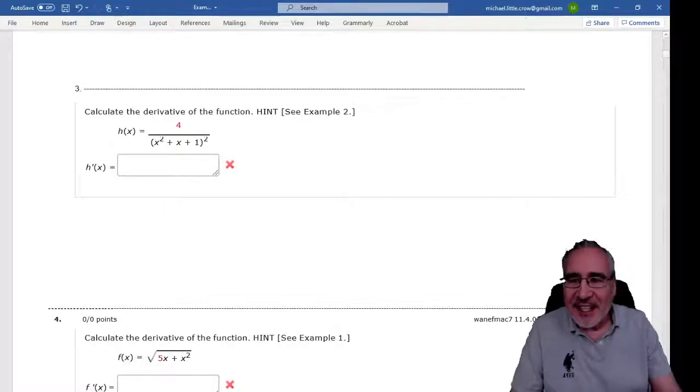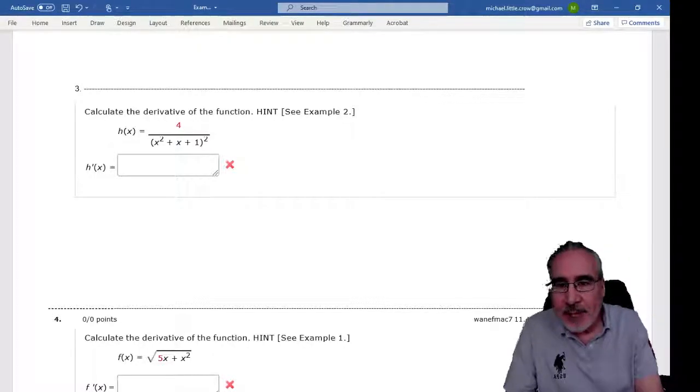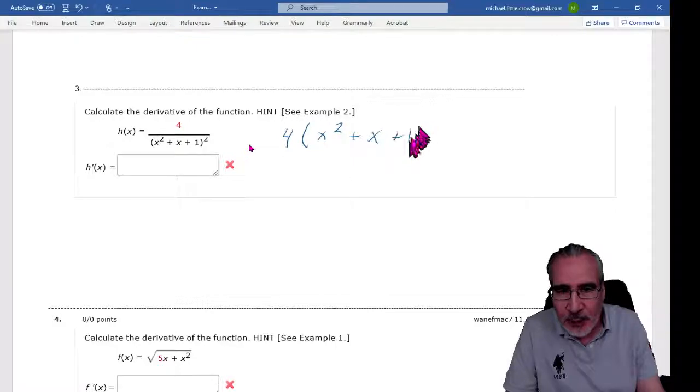Okay, so calculate the derivative. This is very much like it, but it's not set up quite right for us to take this derivative. So we're going to make this 2 squared power, move it up and make it negative. So we're going to rewrite this as 4 times x squared plus x plus 1 to the negative 2.